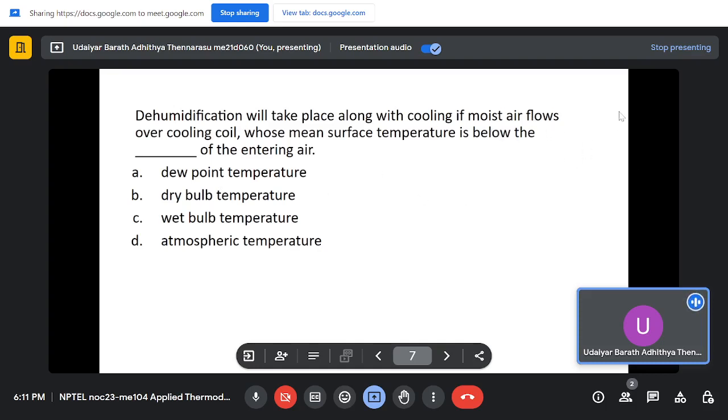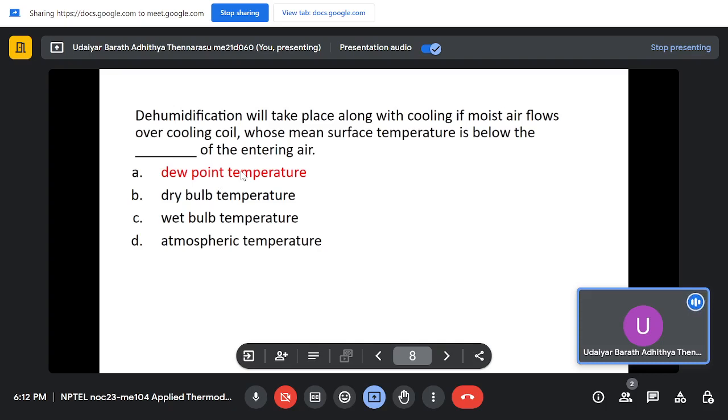So moist air is just a water vapor plus dry air mixture. So if this flows over a cooling coil whose mean surface temperature is below that of the dash of the entering air, the answer is dew point temperature. As I already previously told, dew point temperature is the temperature at which the water will start condensing. So if the water starts condensing, the specific humidity in the air will go down because it's losing water vapor. So this is equivalent to a dehumidification process.